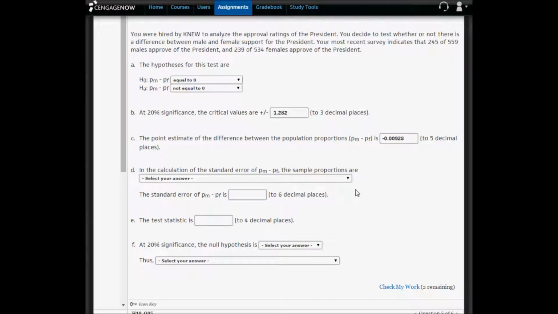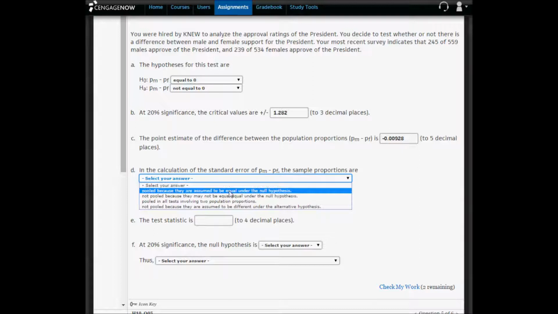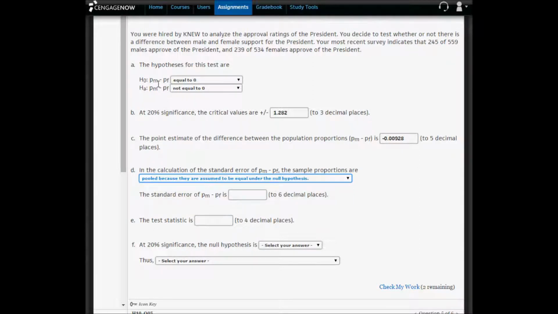In part D, we need to answer a drop-down menu question. When we're calculating the standard error, the sample proportions are pooled because they are assumed to be equal under the null hypothesis. So under the null hypothesis, if their difference is 0, then the proportion of males equals the proportion of females. And so we're assuming those two things are equal. So P bar for males is a good estimate of that population proportion and that population proportion. P bar for females is a good estimate of this proportion and that proportion. Since the average of averages is a better estimate than the individual averages, P bar is a better estimate of that proportion and that proportion.